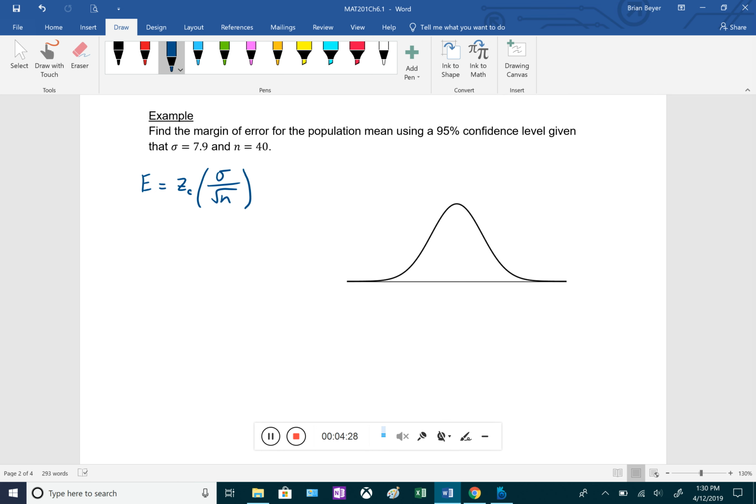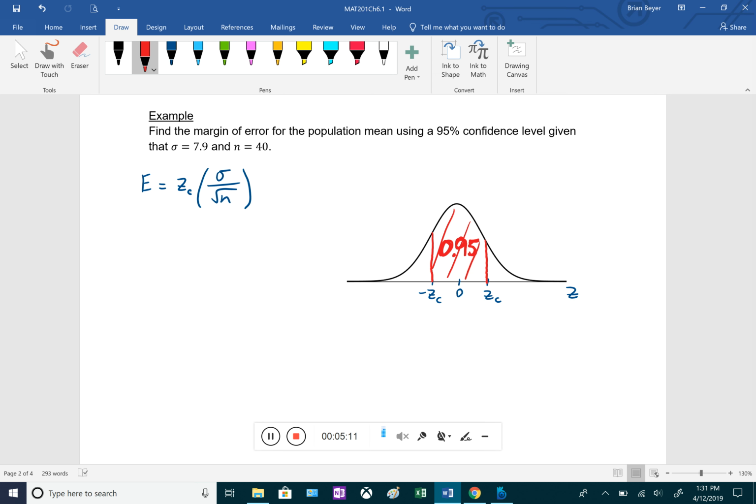Okay, so we are given sigma and we are given n. So we have to find z using the 95% confidence level, which is 0.95 as an area. We can set this up on the graph to see how we do this. So it's going to be negative z and positive z. A 95% confidence level is going to be 0.95 of the area underneath the curve between negative z and positive z. So we need to figure out what the z-score is.